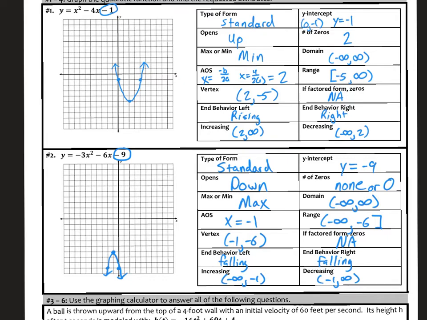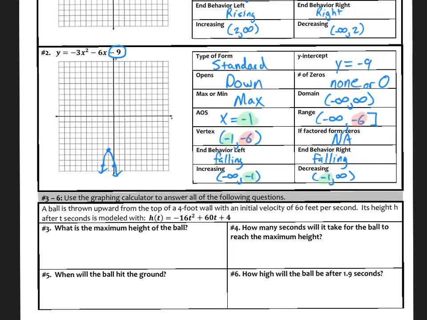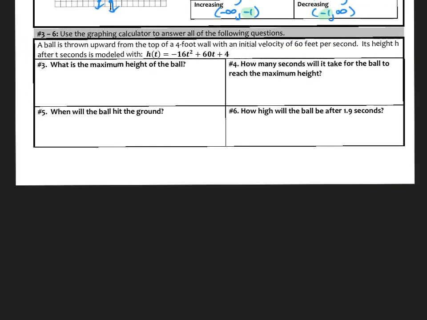So I want to point something out real quick. I'm going to highlight, we have the negative 1 in the axis of symmetry. That's the x value of the vertex. That's also going to be our stopping point, or changing point, for the increasing, decreasing, okay? Then the y value of the vertex at negative 6 is going to be what we use in our range every single time, okay?